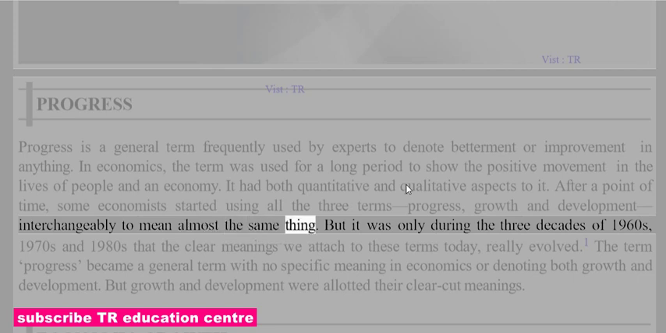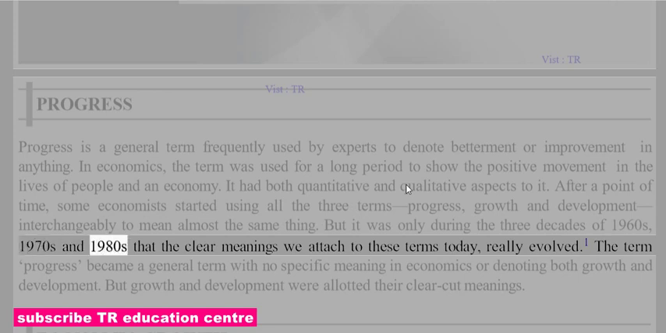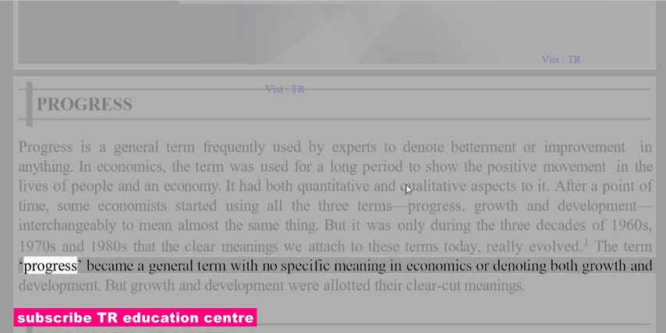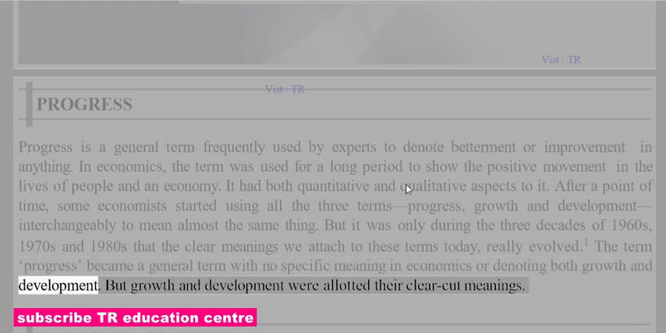almost the same thing. But it was only during the 3 decades of 1960s, 1970s and 1980s that the clear meanings we attach to these terms today really evolved. One, the term progress became a general term with no specific meaning in economics, denoting both growth and development. But growth and development were allotted their clear-cut meanings.